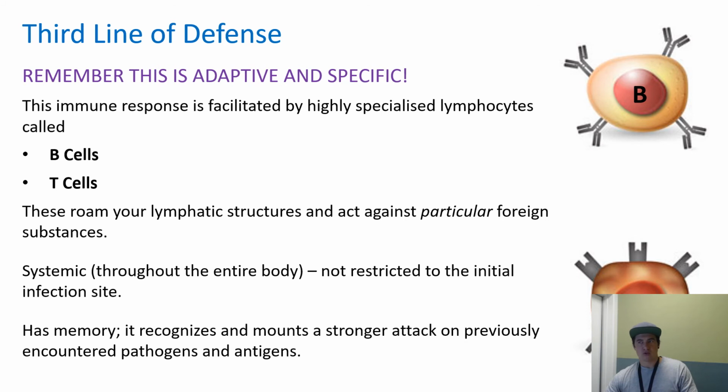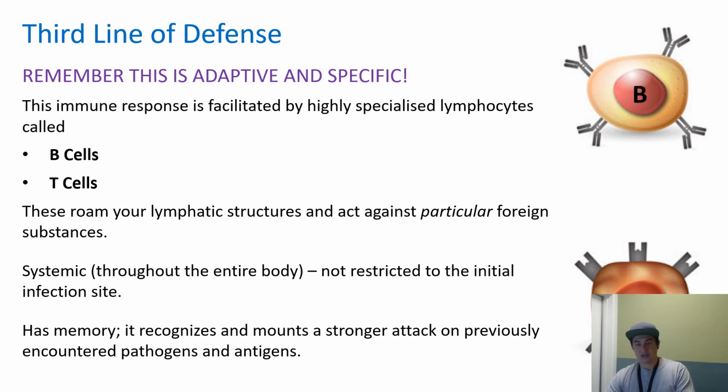Okay, so now we're going to move on to the technical stuff, which is our third line of defense. Now this is adaptive and specific, so it means that this system can respond specifically to a certain invader, and it can be adaptive to it. It learns how to fight.